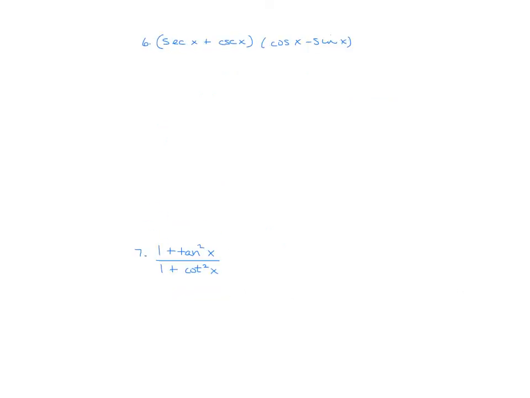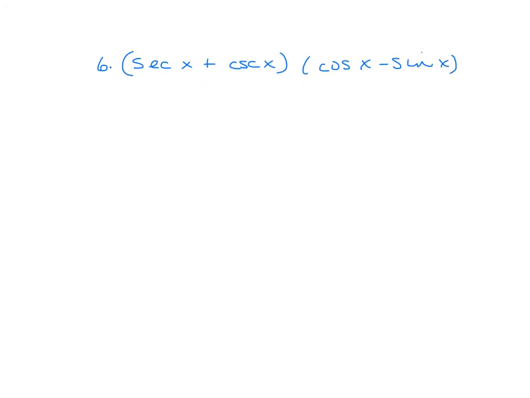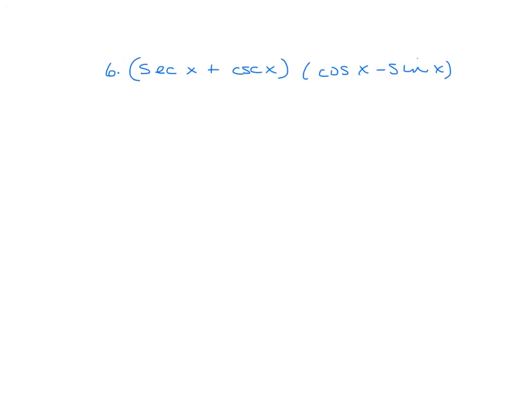So we actually have 2 binomials here. So we're going to FOIL. This one's not going to be as nice. It's not going to cancel out the middle terms. We're actually going to get 4 terms that we're going to have to turn into some reciprocals. So let's go ahead and multiply first. So secant x times cosecant x.